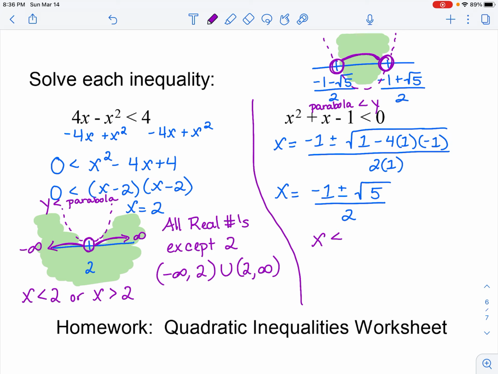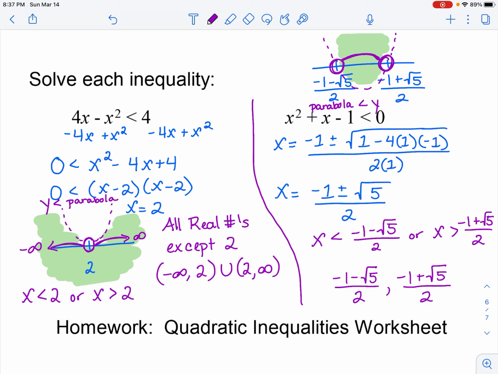X is less than negative 1 minus the square root of 5 over 2, or x is greater than negative 1 plus the square root of 5 over 2. Crazy looking answer here. It's totally and completely okay to have it though. Now it's a single interval with negative 1 minus the square root of 5 all over 2 on the left, and negative 1 plus the square root of 5 all over 2 on the right. Because there's no equal to, these are both parentheses. Remember, if there was an equal to, I'd be drawing square brackets instead.